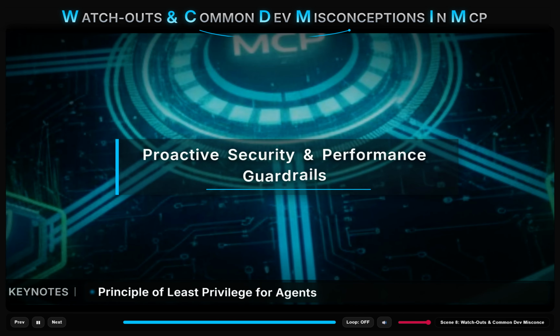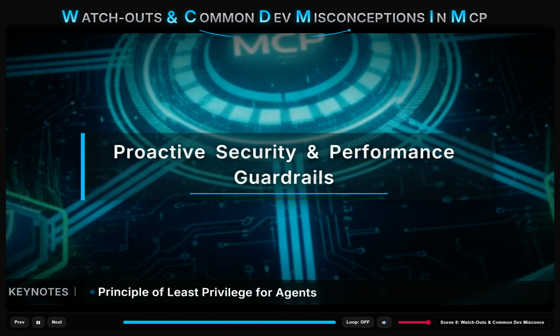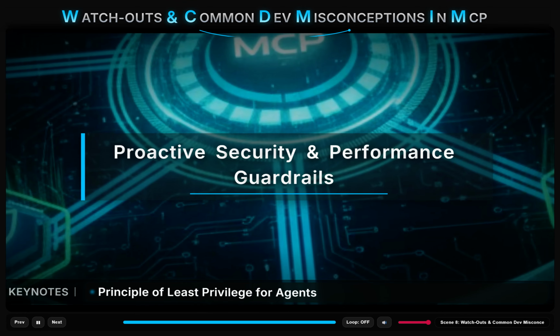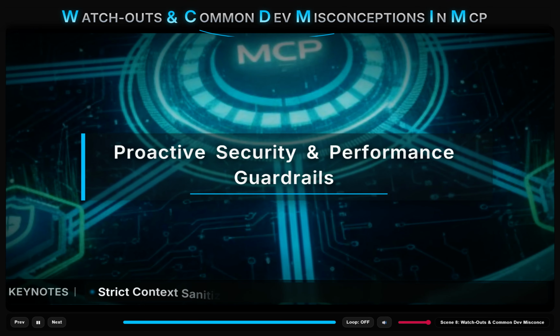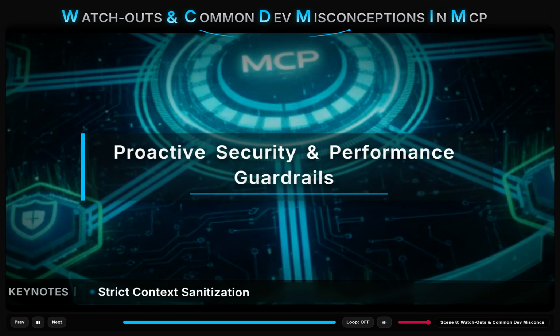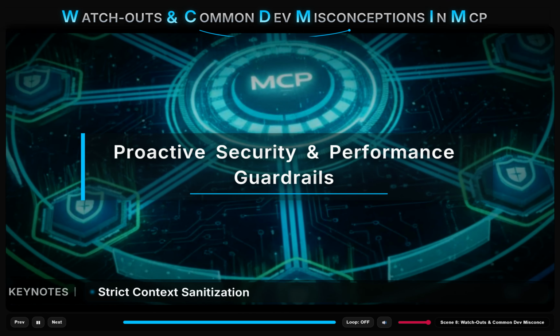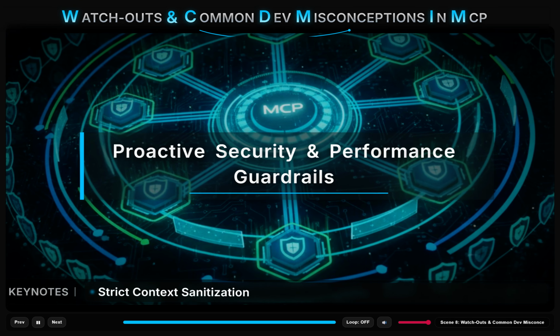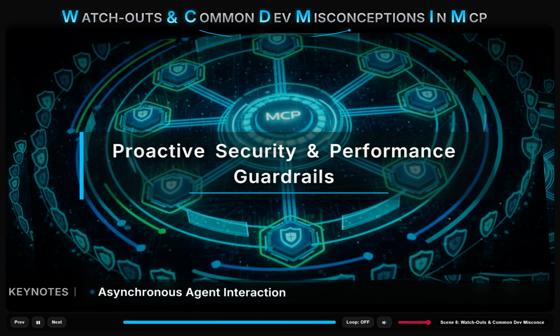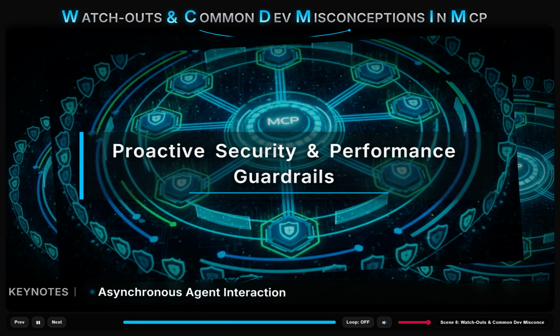Just as you wouldn't give a junior developer root access to production, your agents need precisely the permissions for the tasks they execute. No more, no less. Implement strict input and output sanitization, treating all agent-generated context as untrusted data. Always. Embrace asynchronous interaction patterns wherever possible to prevent bottlenecks. And crucially, establish robust observability for your entire agent flow.